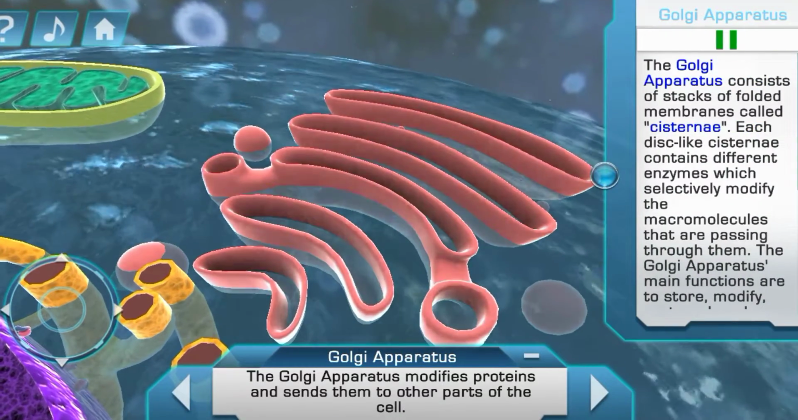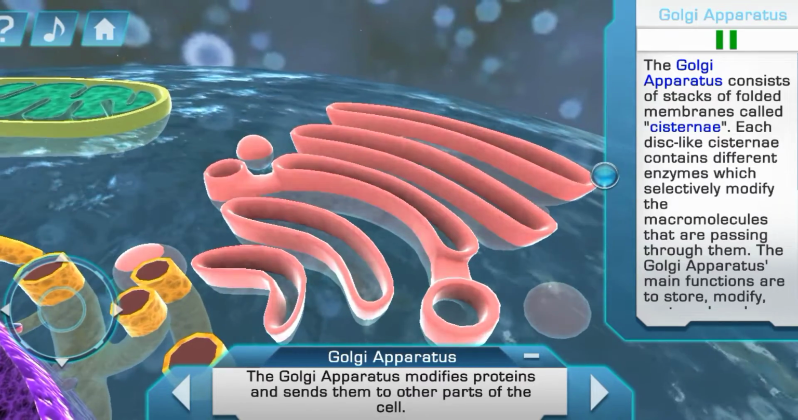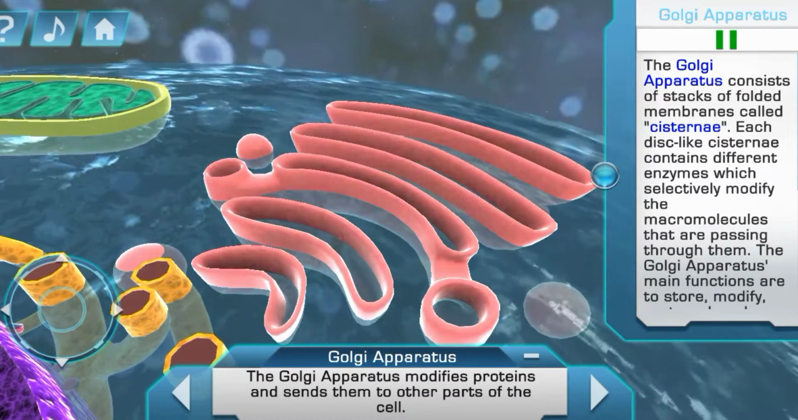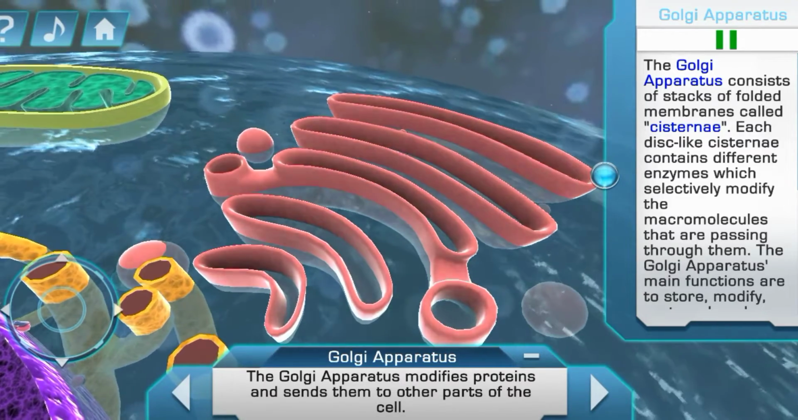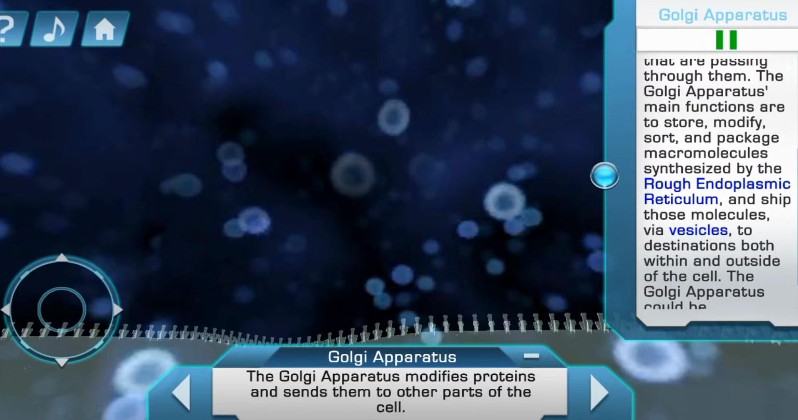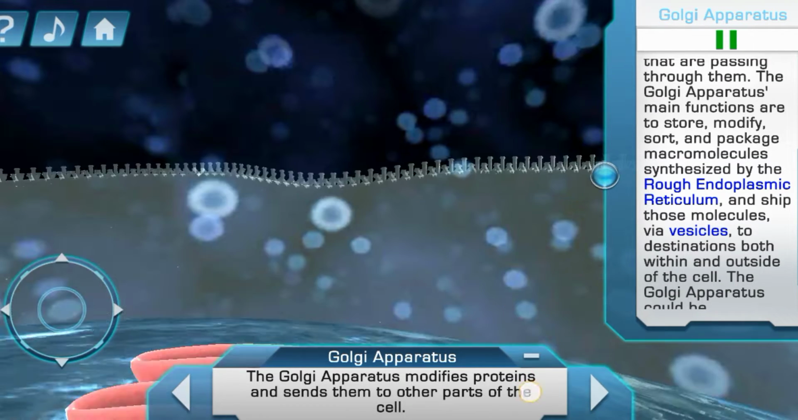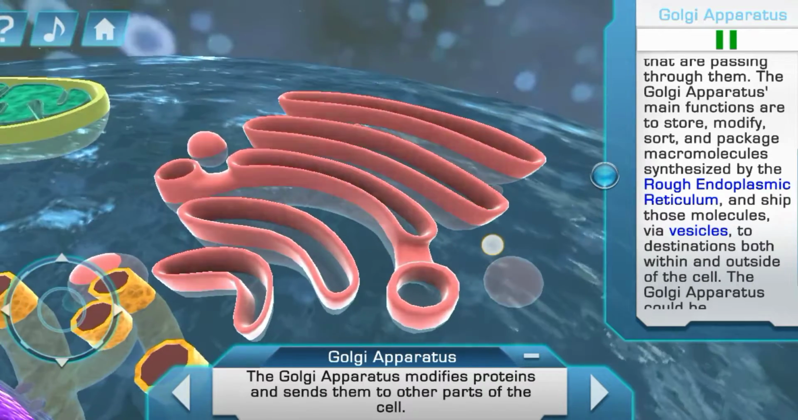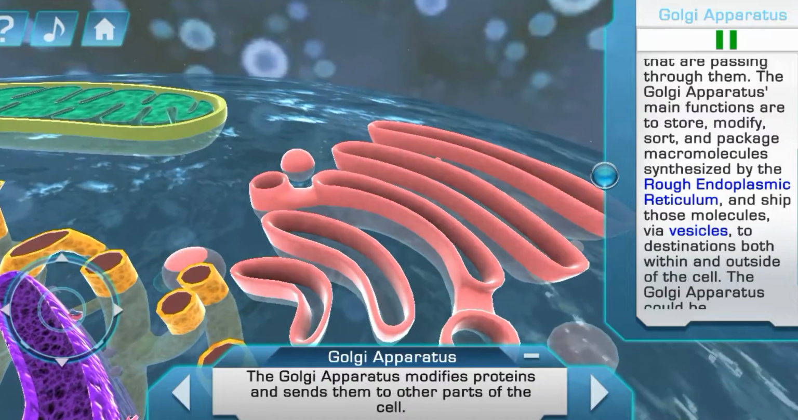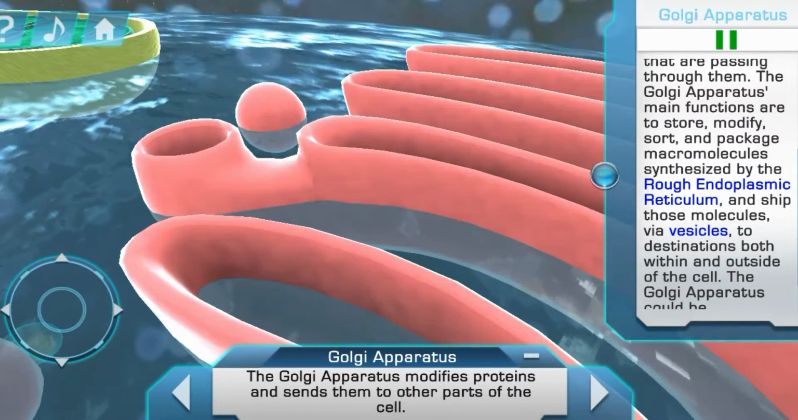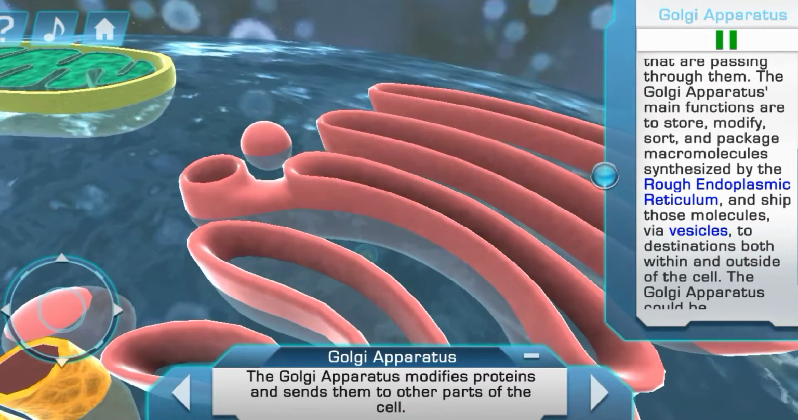The Golgi apparatus consists of stacks of folded membranes called cisternae. Each disc-like cisternae contains different enzymes which selectively modify the macromolecules that are passing through them. The Golgi apparatus's main functions are to store, modify, sort, and package macromolecules synthesized by the rough endoplasmic reticulum, and ship those molecules via vesicles to destinations both within and outside of the cell. The Golgi apparatus could be considered the post office of the cell.